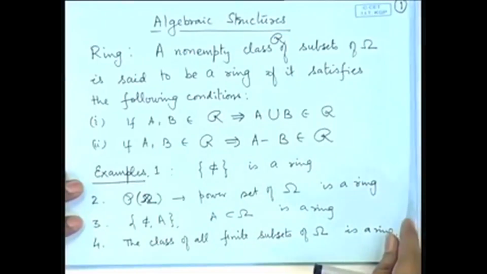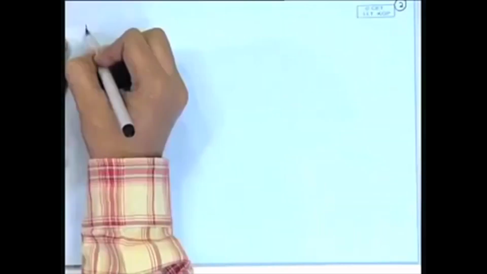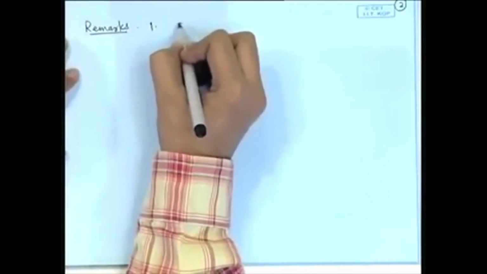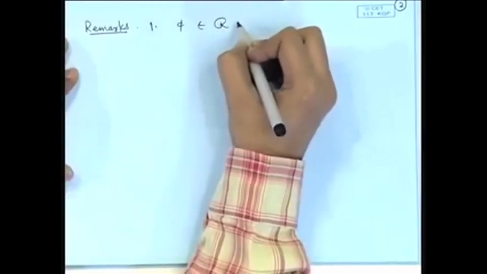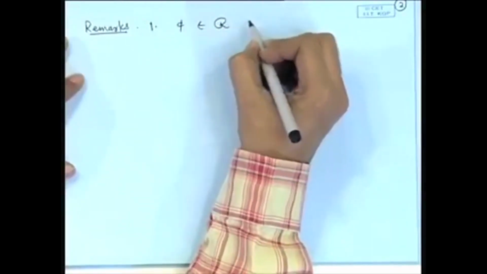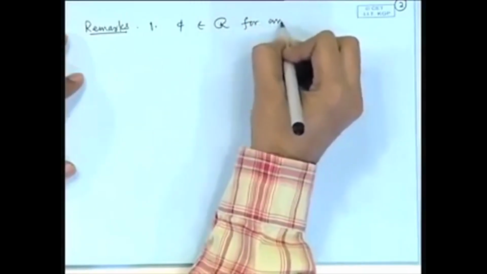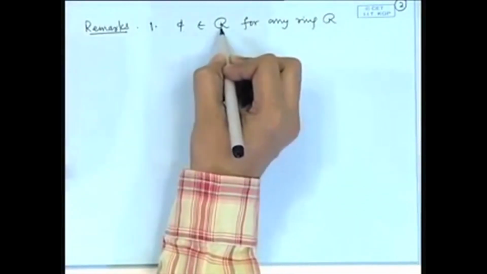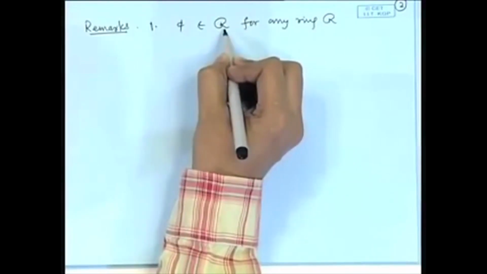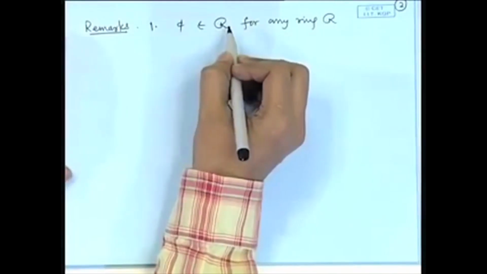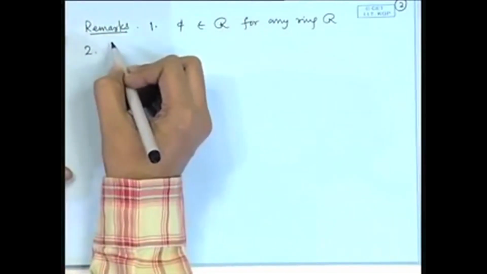Let me look at some of the properties of a ring. For example, if I consider any ring, then phi will belong to that ring. Trivially, for any ring R, if I take any set E belonging to R, since it is a non-empty class, at least one set belongs there, and E minus E is phi. So, every ring will certainly contain the null set.